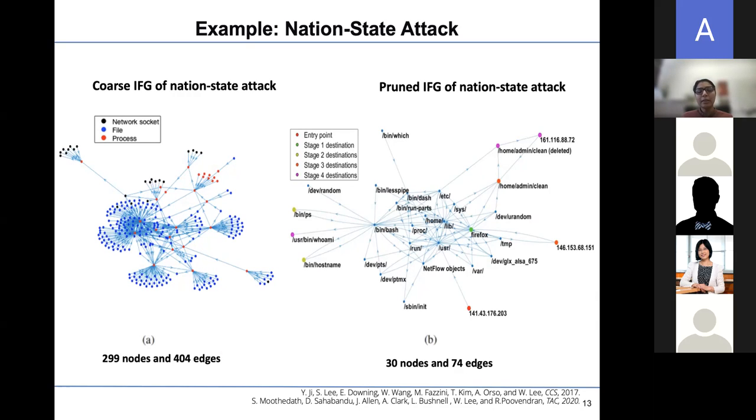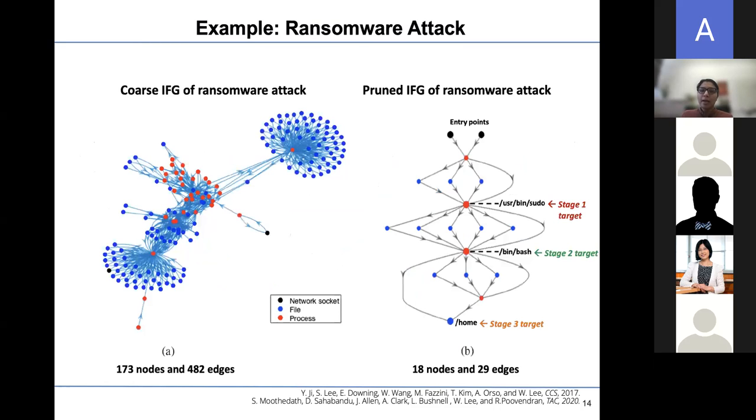The initial cause IFG consists of 299 nodes and 404 edges, and we trimmed that down to a 30 node graph with 74 edges. And here I have another example for a ransomware attack, where the cause IFG consists of 173 nodes and 482 edges. We performed the pruning again and extracted this nice graph of 18 nodes and 29 edges. So we will be setting up our game on this pruned IFG rather than on the cause IFG, because this is a less complex graph to deal with.